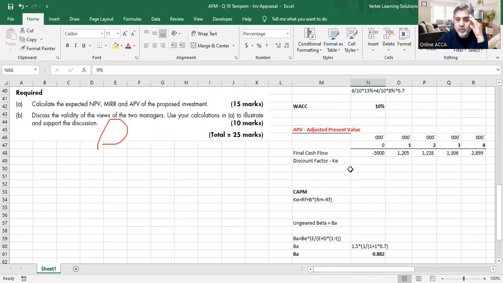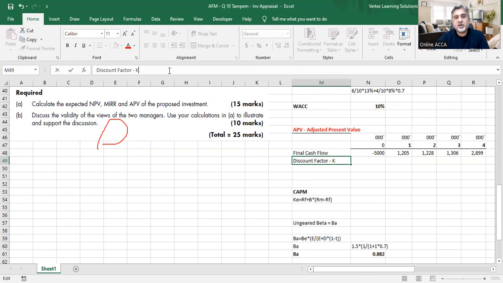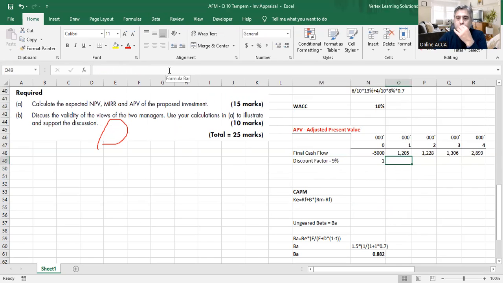So we go here now and we discount it. The discount rate now is going to be 9%. So the same cash flows: year 0 will be 1, and here it would be 1 divided by 1 plus 0.09.